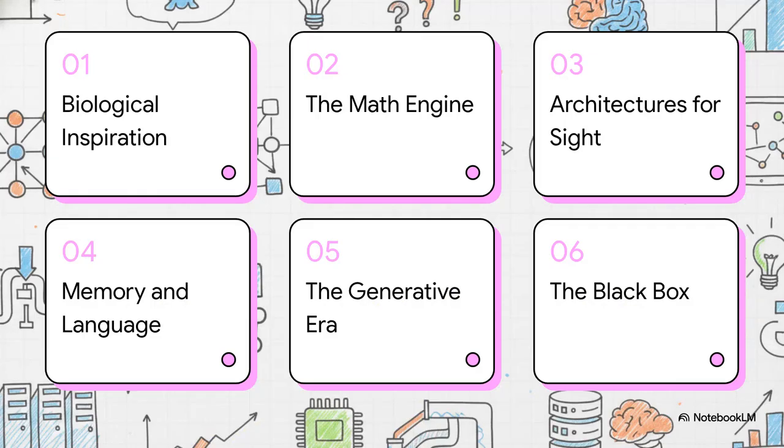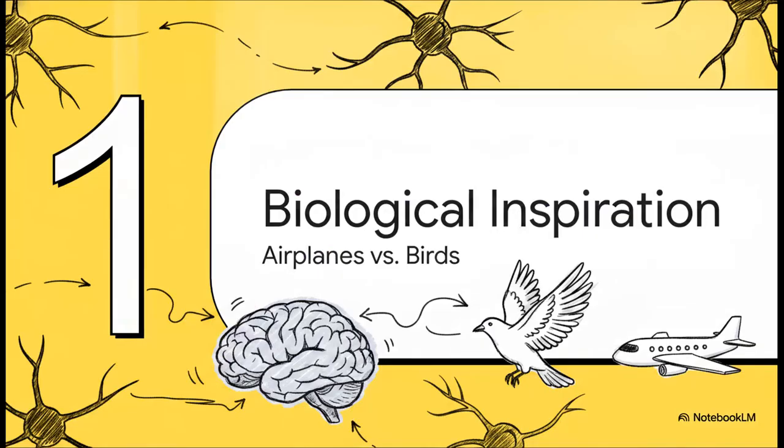Because this is a pretty complex, multi-layered topic, we're going to follow a clear roadmap. We'll hit biological inspiration, the math engine, architectures for sight, memory, and language, the generative era, and finally wrap it up with the black box. So, Section 1, Biological Inspiration.